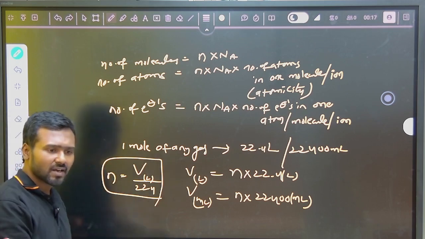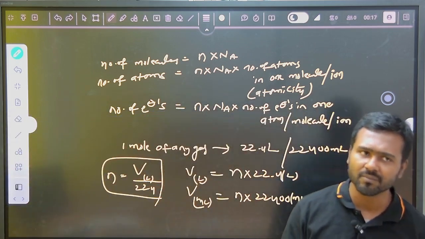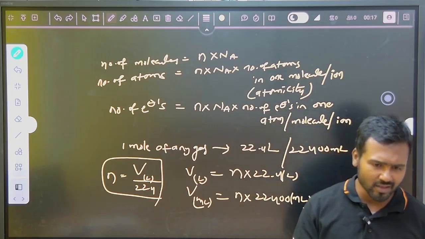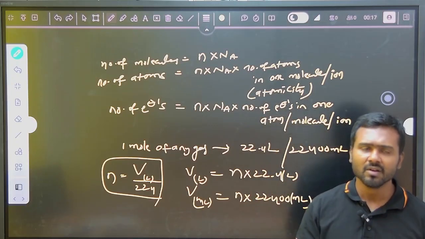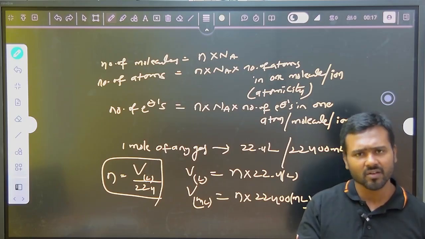Now everything is interrelated here. Number of moles, number of particles, number of molecules, number of atoms, volume, everything is interrelated. It means if you find one thing, you can find all the remaining things.